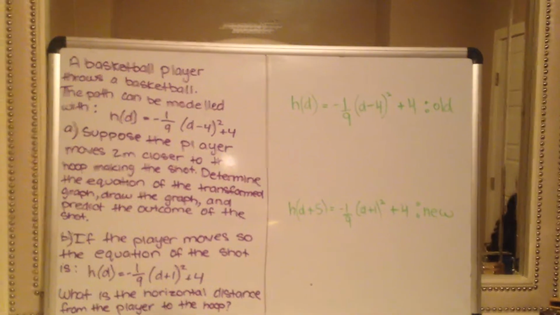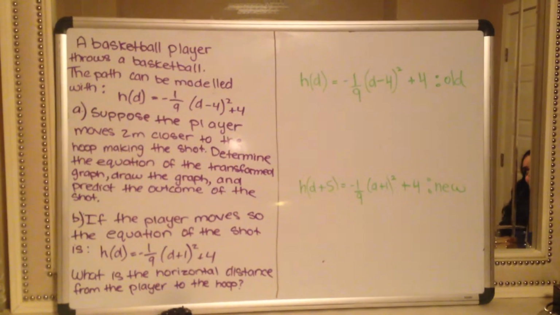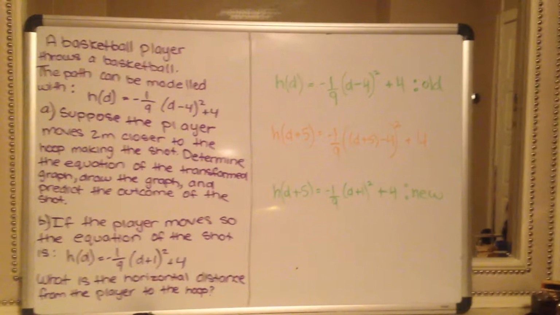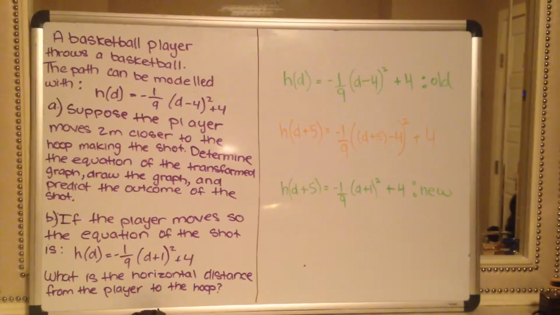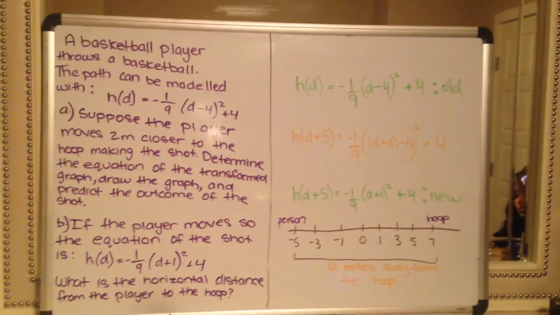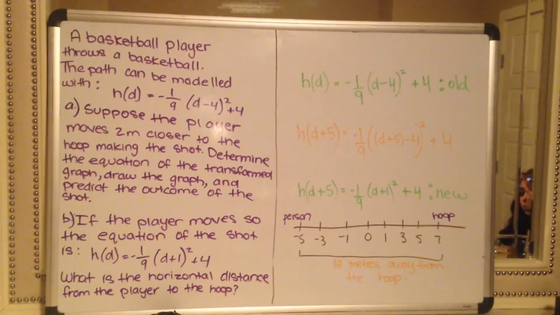To find the transformation, let's start with the original function before the player moved. The goal is to transform the old function into the new one. If the old graph is horizontally translated 5 units left, we obtain the new graph, represented in the orange color. As represented by the scale, from -5 to 7, the person moves 12 meters away from the hoop.